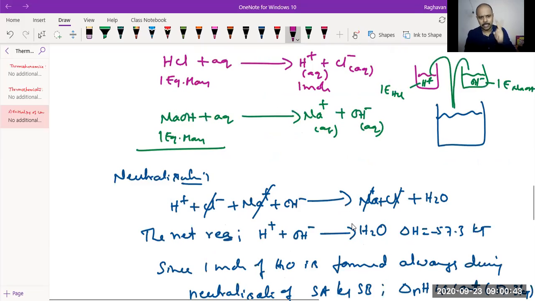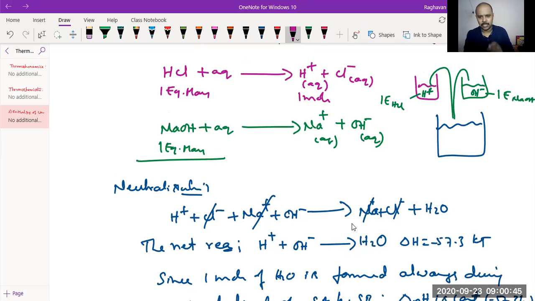Two things: why strong acid and strong base neutralization always gives 57.3. That's because during neutralization of a strong acid by a strong base, it is always one equivalent mass of both. One mole of water is formed from its ions, so the heat liberated remains constant.